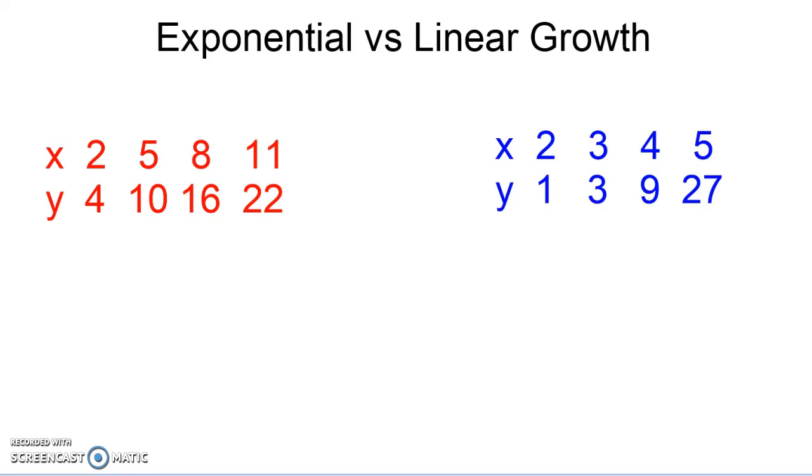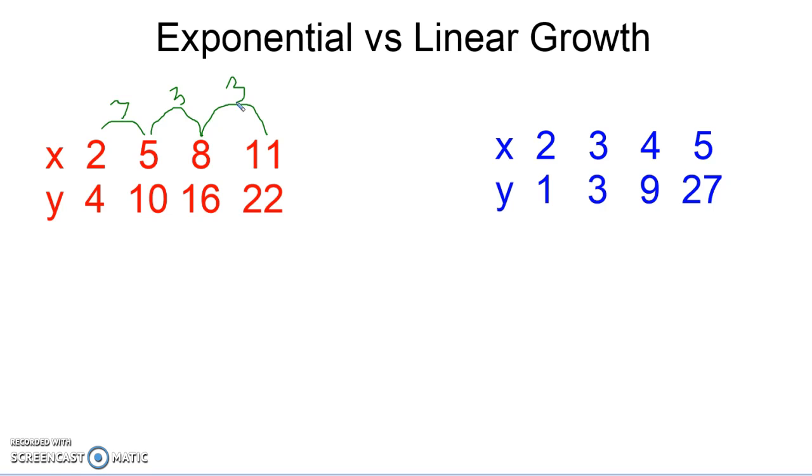All right, so this is looking at exponential versus linear growth. The first way we're going to look at it is in a chart. Here we have one chart that has x and y, and let's see what x is growing by. From 2 to 5, that's by 3. From 5 to 8, that's by 3. From 8 to 11, that's 3. So all the x's are growing consistently.